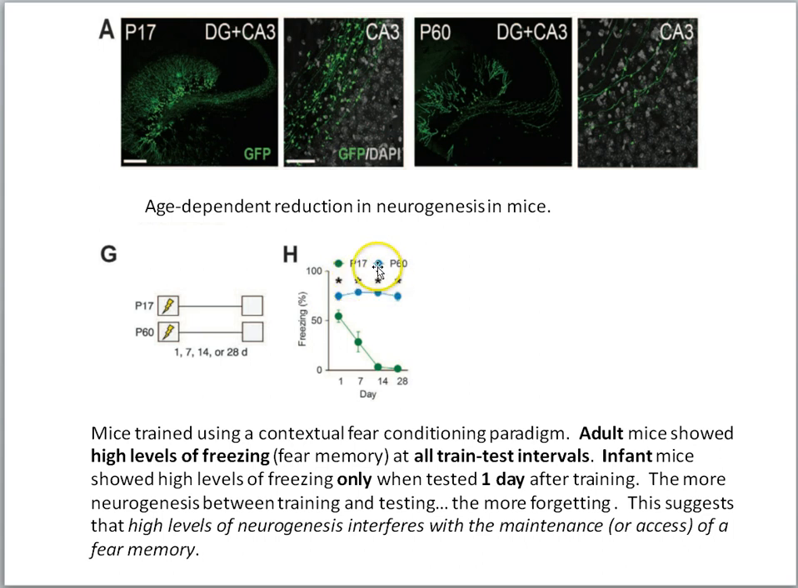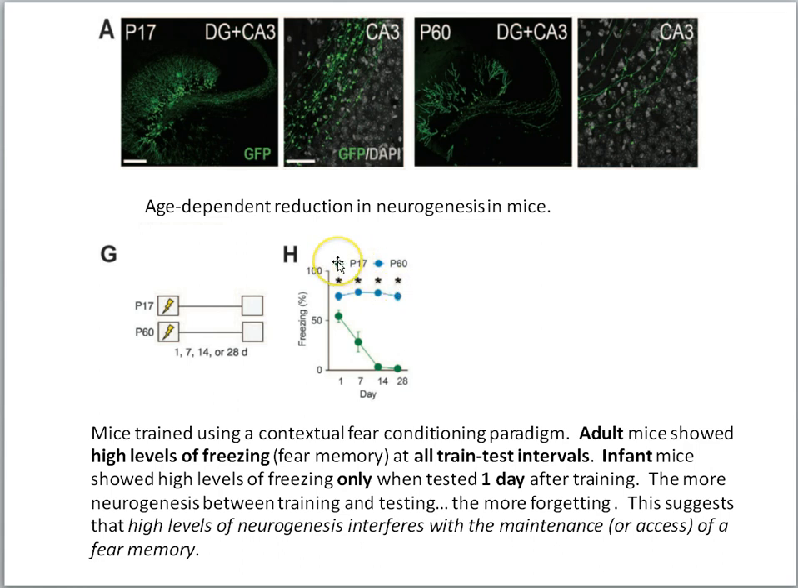Let's take the adults first, the P60 in blue. Notice then, when tested 1 day after training, there is a high percentage of freezing here, so that indicates that the memory is strong, and in fact you don't see any decrease in the strength of the memory. So we have a constant level of freezing here, no matter when tested 1, 7, 14, or 28 days. The memory is being maintained over this time period.